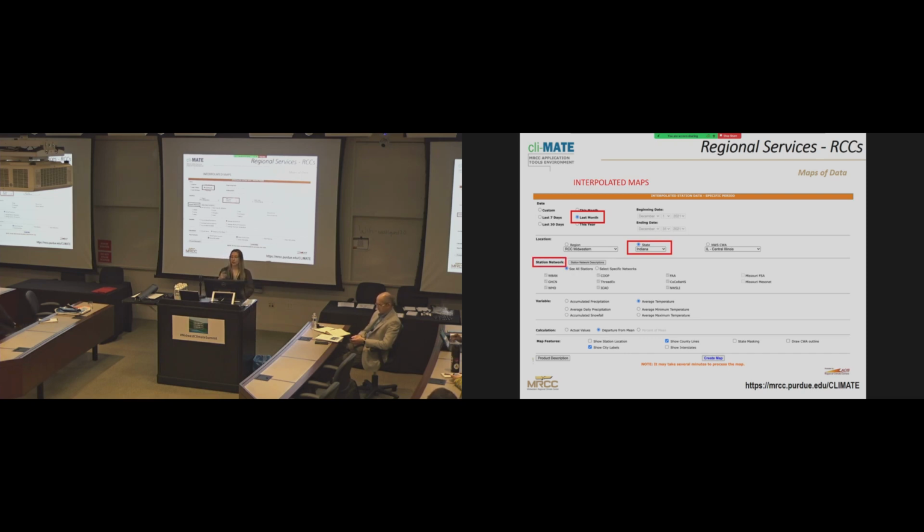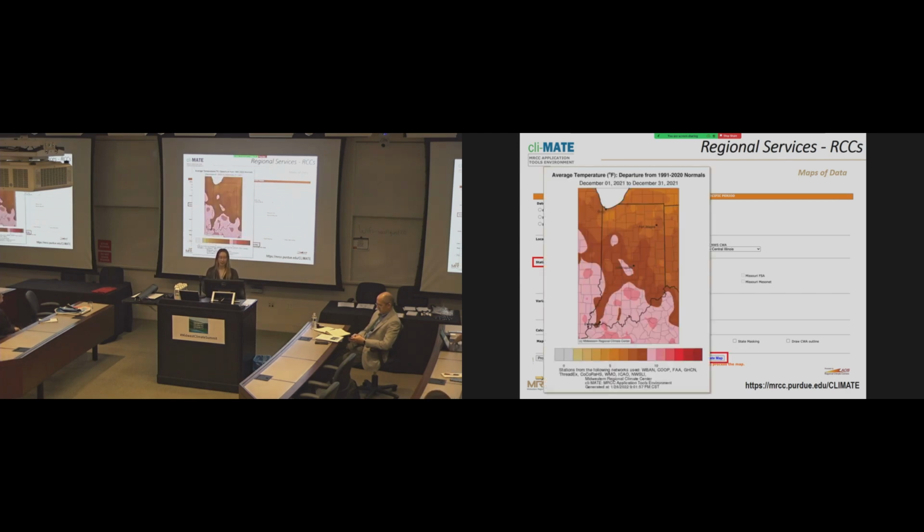I can select the networks. Remember, I told you all of these observations come from different types of networks. So you can actually turn on and off the types of networks that are feeding into this map. You can pick your variable. You can decide if you want to look at actual values or how much that value deviates from what we would expect. You create a map, and boy, we can see that December was very, very warm, right? Most of Indiana was falling in this 8 degrees or more above normal for the month of December.